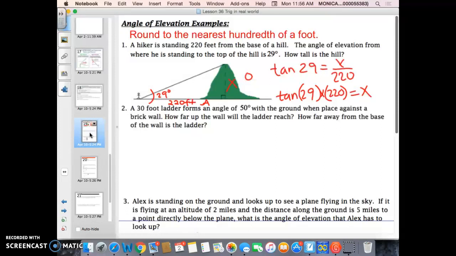Okay, for number 2, you're going to have to draw a picture. It says a 30-foot ladder forms an angle of 50 degrees with the ground placed against a brick wall. So here's my brick wall.